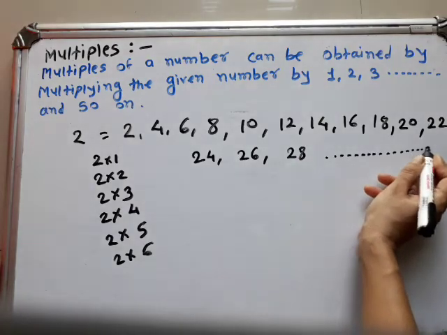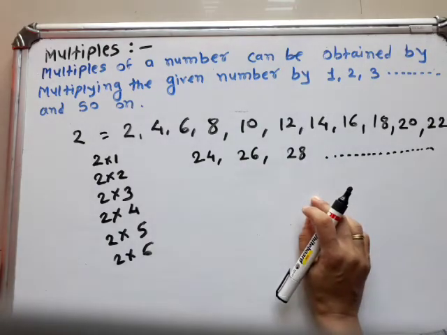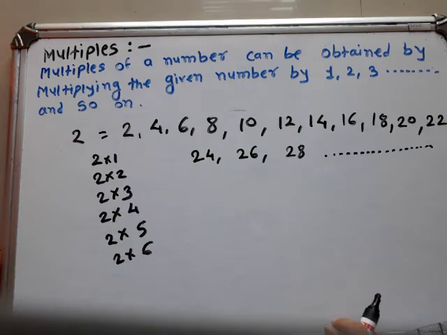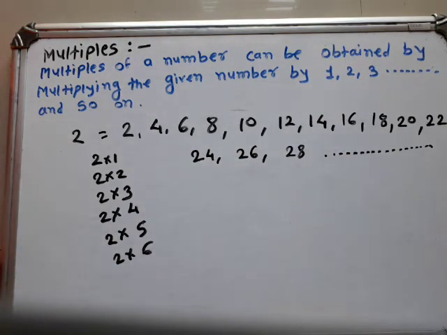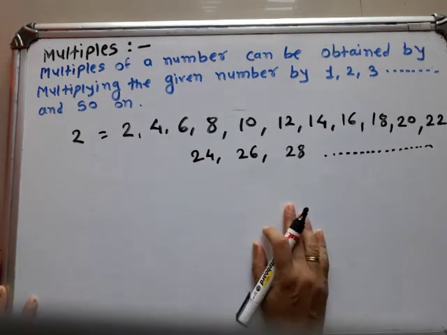There is no limit. So we get infinite multiples, which means there is no limit. We get the multiples again and again. So see here, these are the multiples of 2.